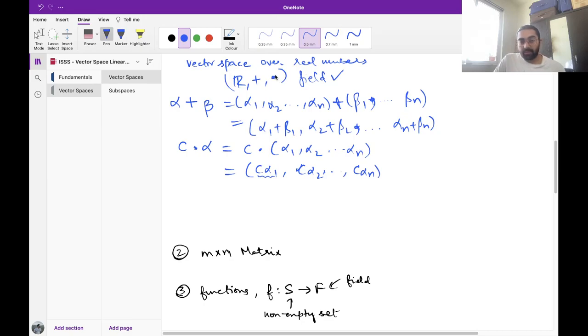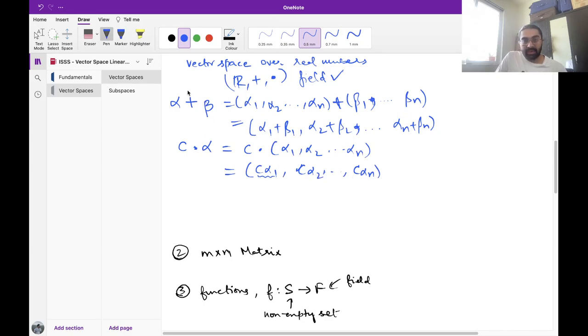Okay, because this is between two real numbers, right? Because alpha is also a real number. Alpha is a real number. C is a real number. So I'm actually doing this field operation here, and then just doing it for each of these elements, and therefore defining it in this way, right?